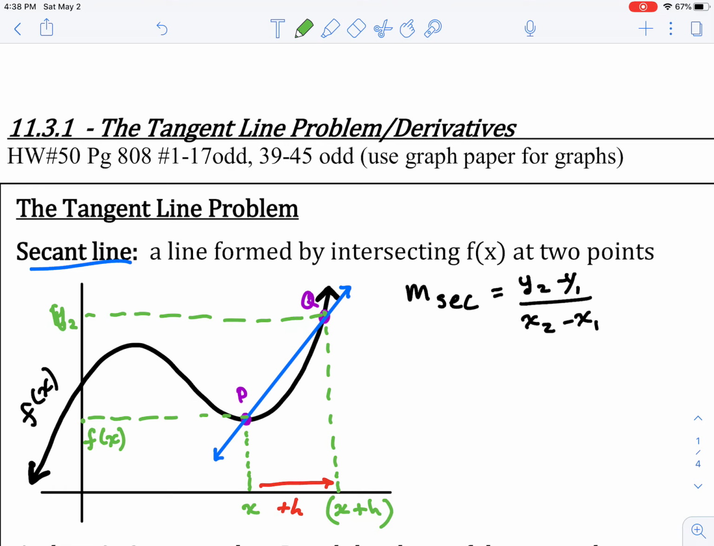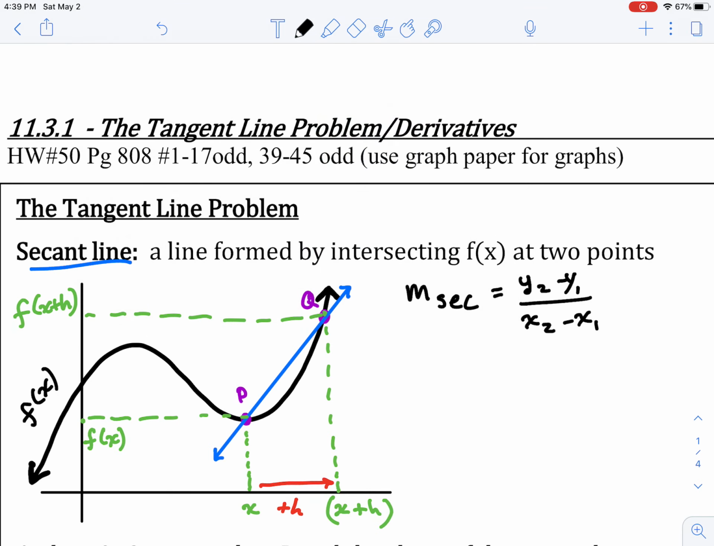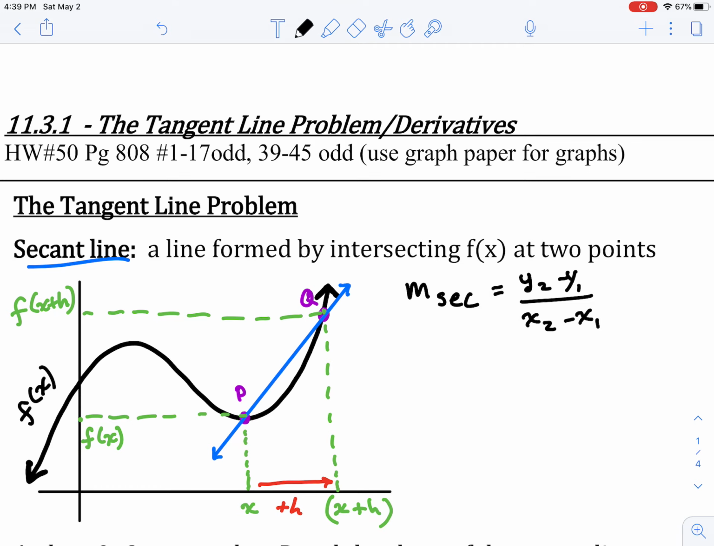So if that's the case, this y2 value up here now is actually called f of x plus h. It is the result of what happens to our function when I evaluate it at x plus h. It gives me some output. So if that is the case, let's think about what that means for the context of our slope here. It means our secant line, instead of just calling it y2, I'm going to call this f of x plus h minus y1, which is now just f of x.